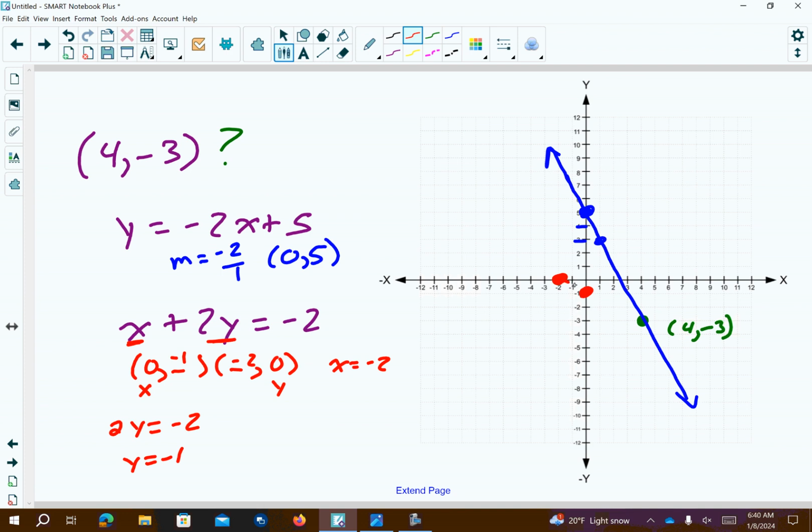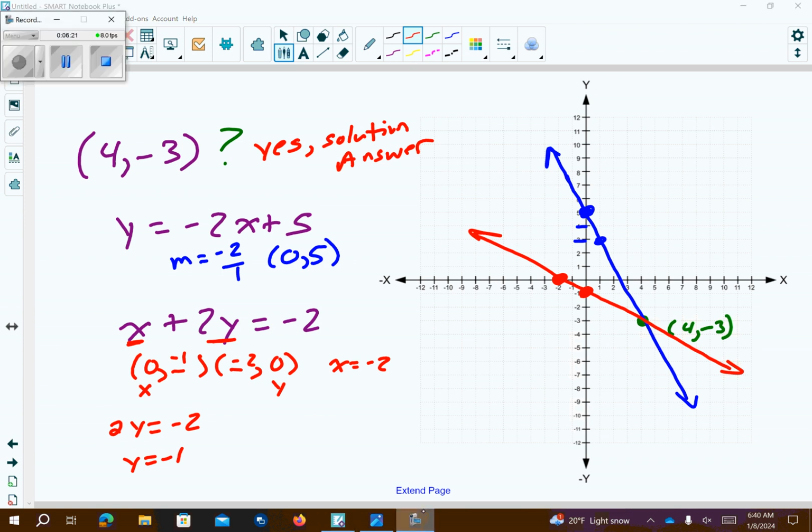And look at that. Yes, this is the solution. This is the answer. Okay, so sometimes they might give you something to verify if it does work. It looks like they did the same thing on number 2 as well.